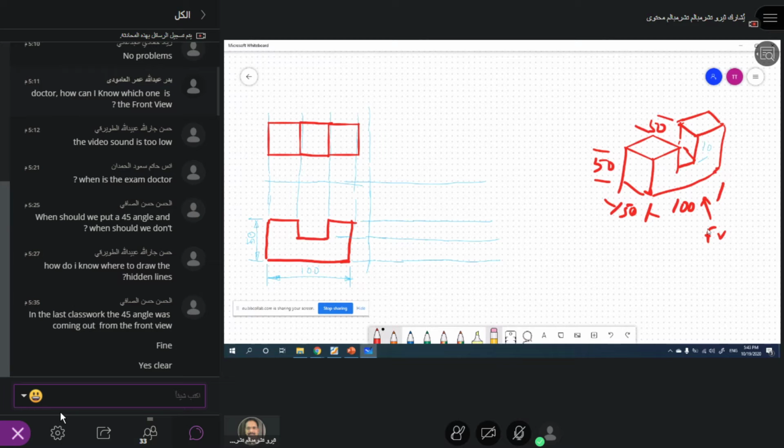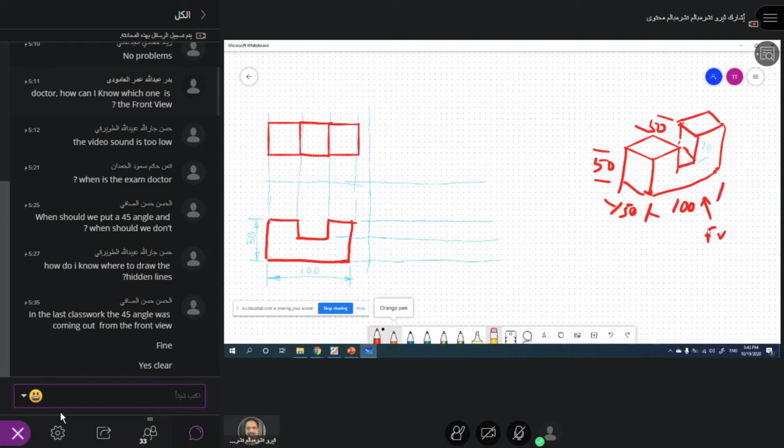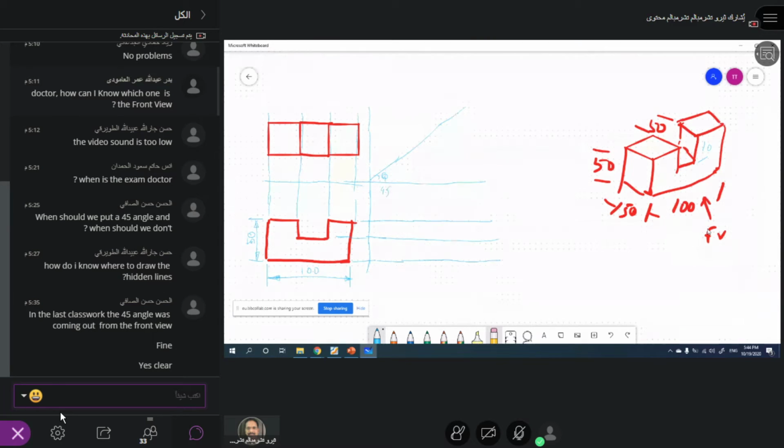So the next thing I should do is to draw a 45-degree angle. I can start it from here or here. Both ways should be okay. To make it easier, I draw it from here. A 45-degree line. So this is 45. You don't need to write 45 all the time, just make it a 45-degree line. But right now I write it 45.